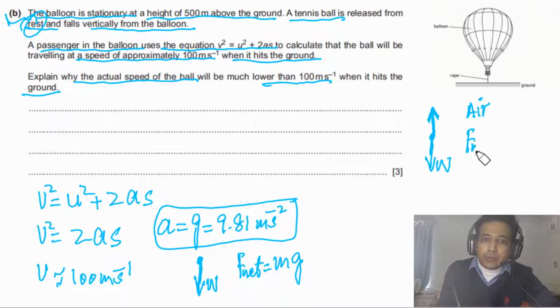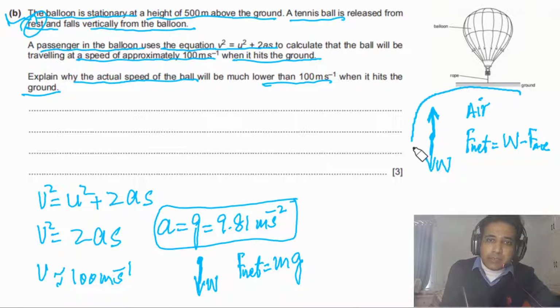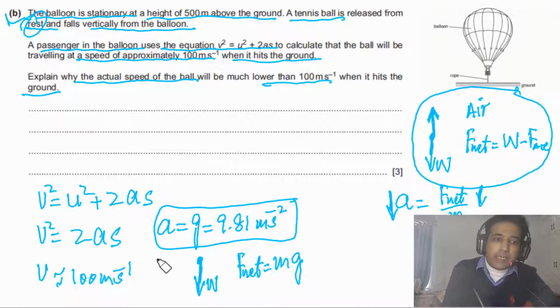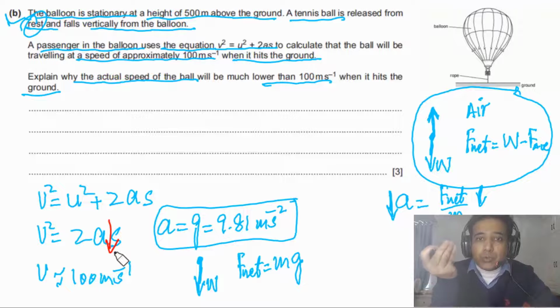So the net force in this case, F net, will be equal to W minus F air. So it means the net force in the second case will be lower, and A is equal to F net over M. So if F net is lower, the value of A will be lower. If the value of A is lower, the final velocity will be lower. So these are the points you need to understand to answer this question. I hope it makes sense to you.